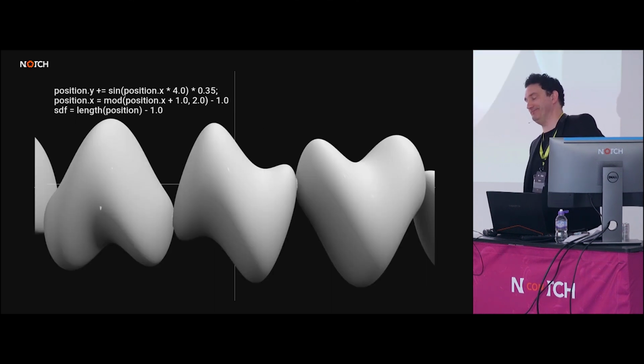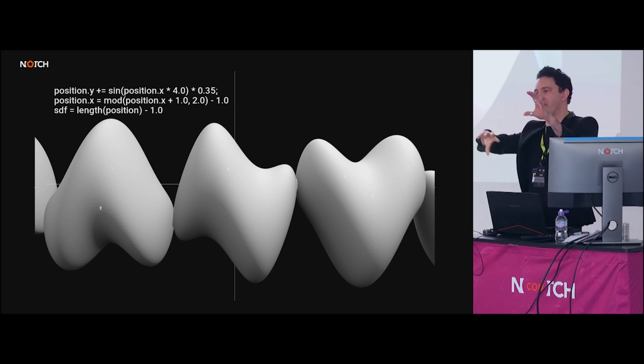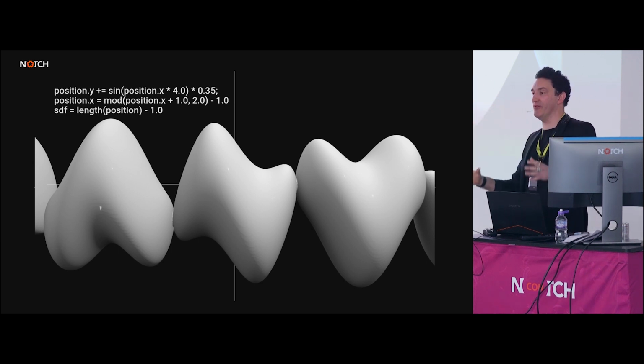I want to warp the sphere. So how do I warp the sphere so it appears rippled? Well, I don't warp the sphere, I ripple space. So by making the space warp up and down, when you evaluate a sphere in a warped space, the sphere itself appears warped.